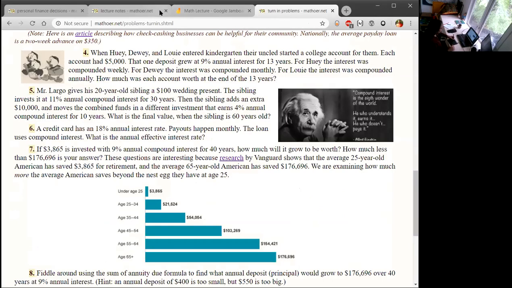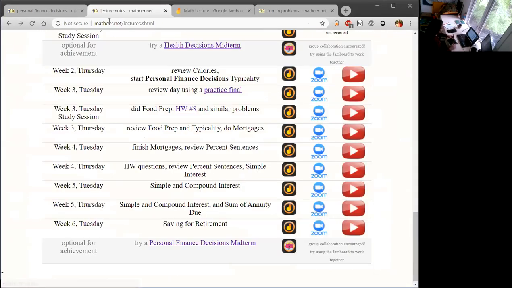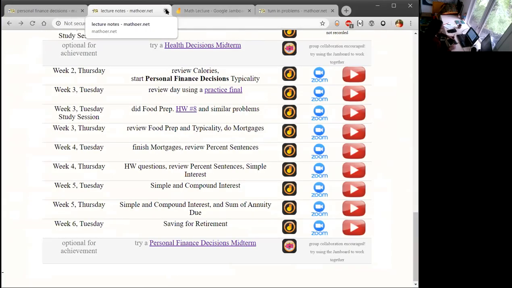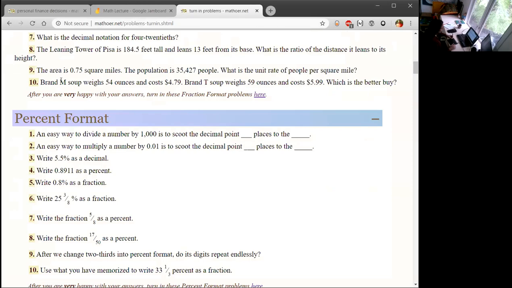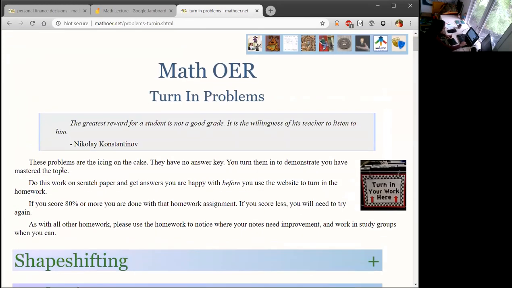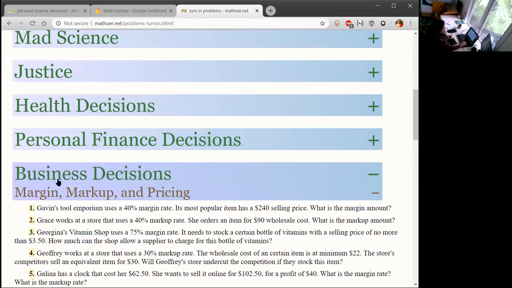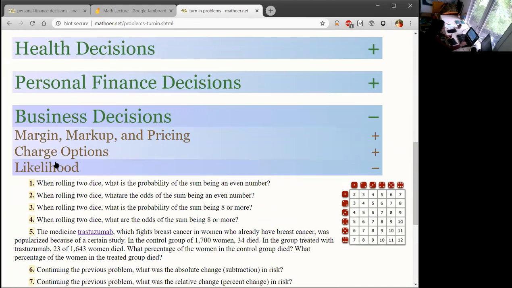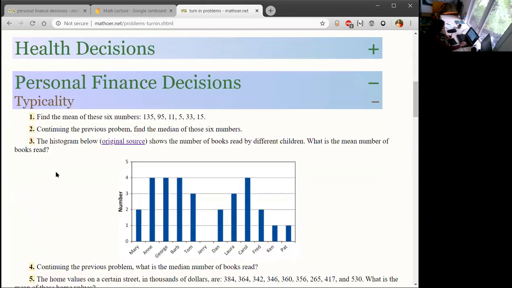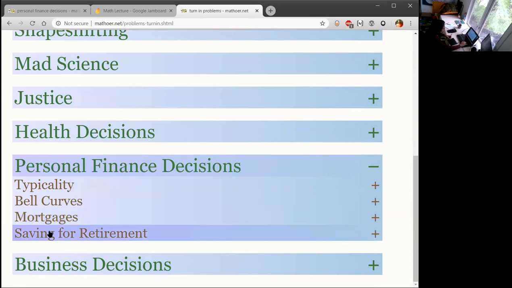So for number 7, I'll keep that tab up. It may help me. Oh, no, that one I don't need. Turn in problems. What happened? Why is all this here? You go away. Why did everything come out? Very strange.